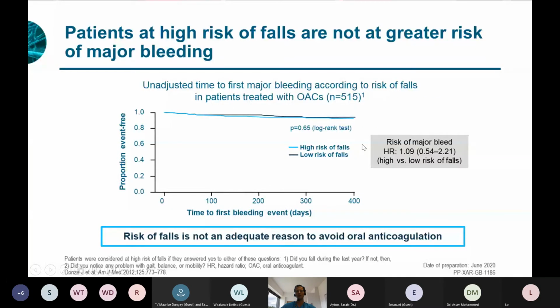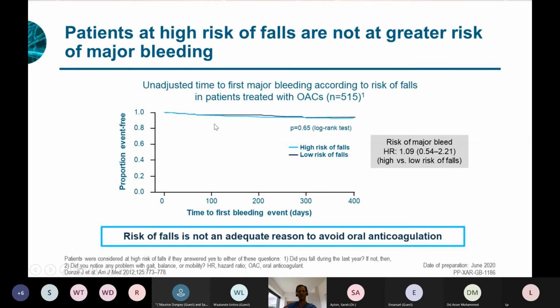A couple of other trials I'll show you now, there's bits to be aware of. What about our patient that falls frequently? Should we deny them anticoagulation? Well, this is a trial looking at patients judged to be at high risk of falls versus those judged to be at low risk of falls and showing no difference in risk of bleeding.